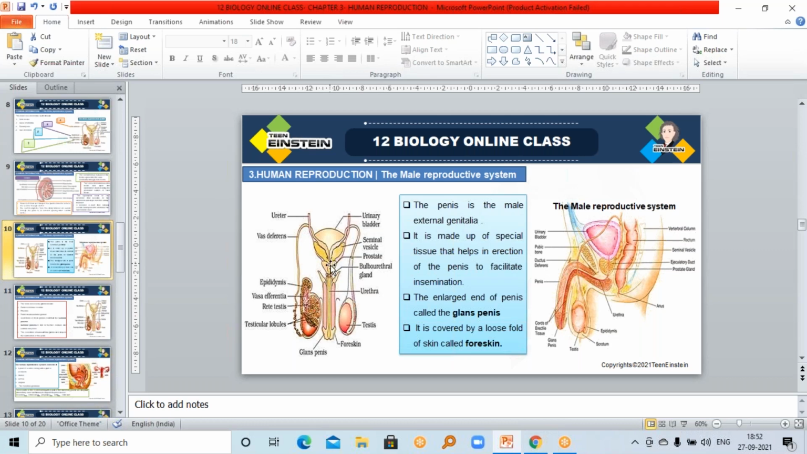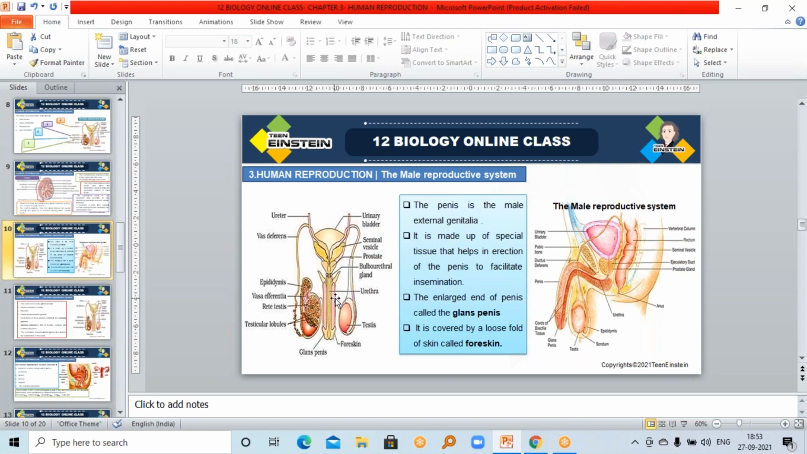And what is the function of this vas deferens? The vas deferens carries the sperms. So from the epididymis, the sperms move to the vas deferens, and the vas deferens receives a duct from the seminal vesicle and opens to the urethra. Here you can see the urethra, the yellow colored part, and that works as the ejaculatory duct. And the vas deferens carries sperms.